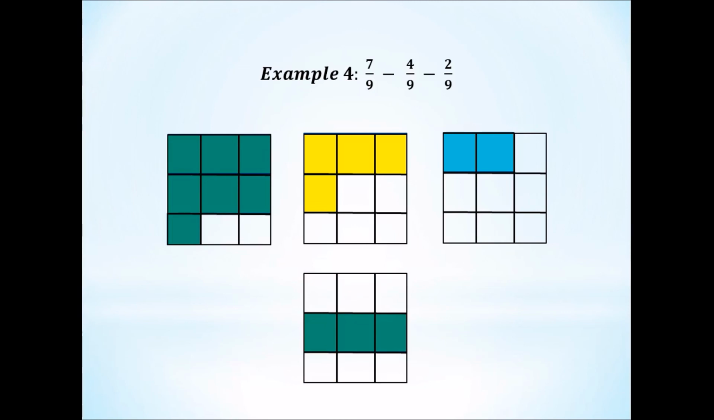Now the blue, if I lay it on top of that, and I take it away, now my final answer is 1 over 9. So that is the subtracting of fractions with common denominators.